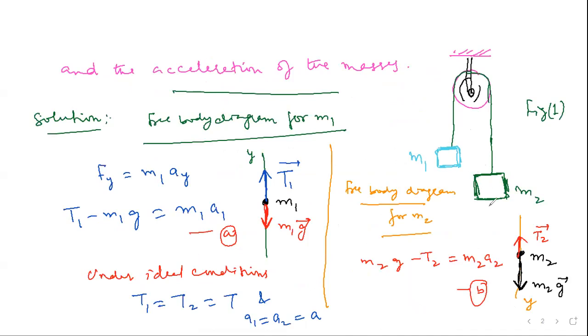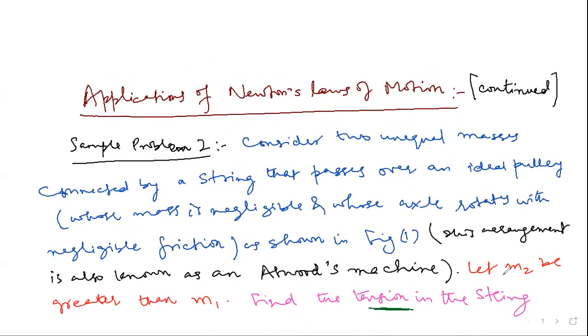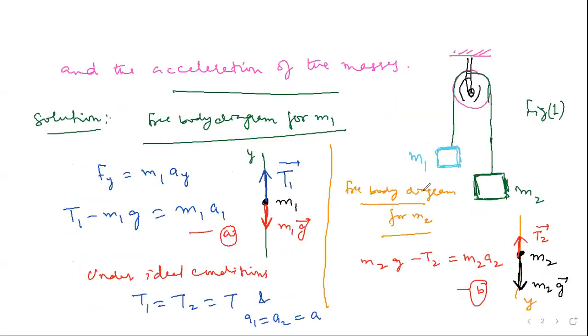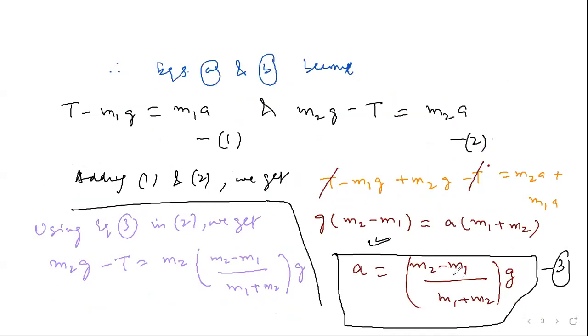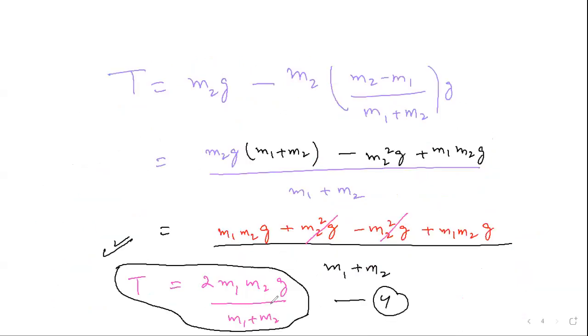And our M2 is greater than M1. If you take M1 greater than M2, then that is also Atwood's machine, but the equations will be different. If M1 is greater, it will move down, M2 will move up. Here in this acceleration equation, in the numerator you will have M1 minus M2, right? Tension will remain unchanged.